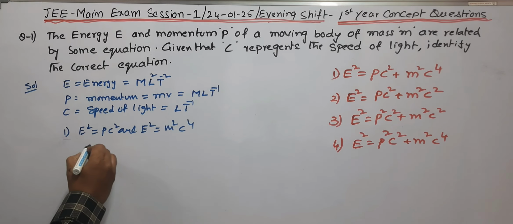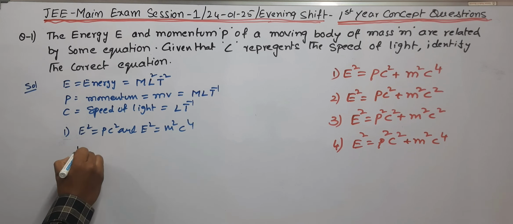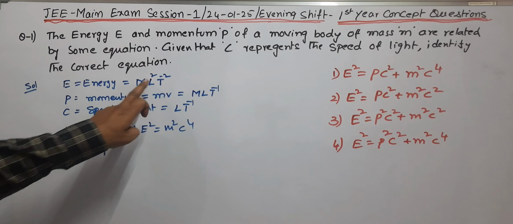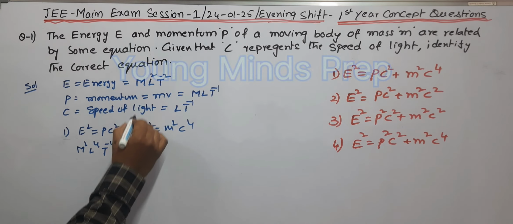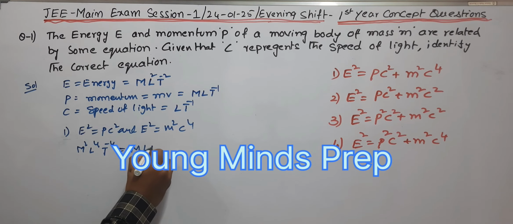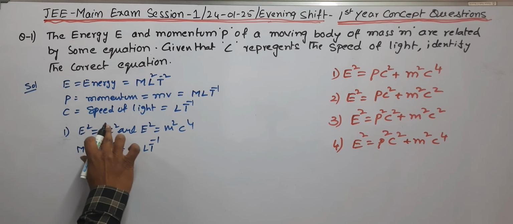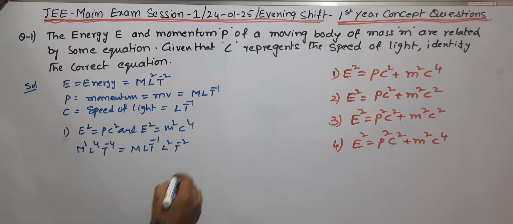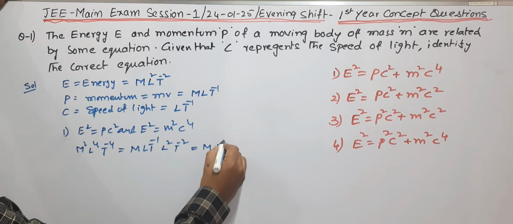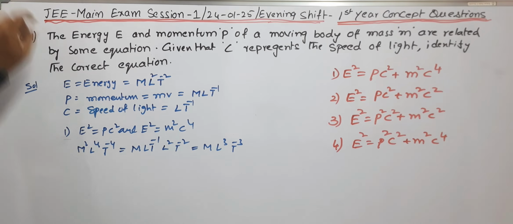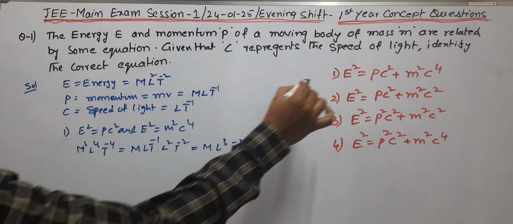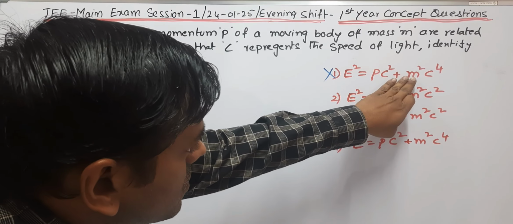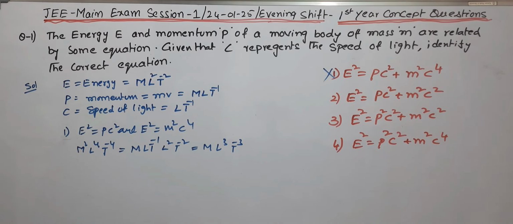E square means M square L power 4 T power minus 4 when you square it. P is M L T power minus 1, into c square. C square means L square T power minus 2, which gives M L cube T power minus 3. So this is not correct, so option 1 is wrong. Further, checking whether E square is equal to m square c power 4 is not required.